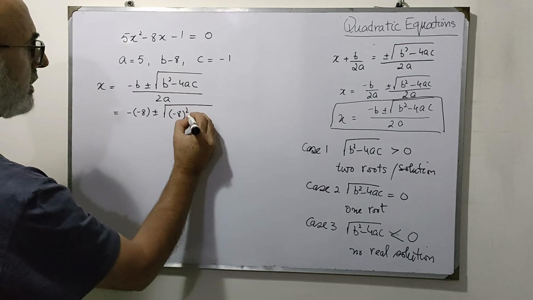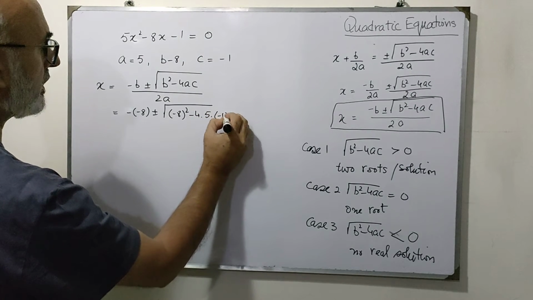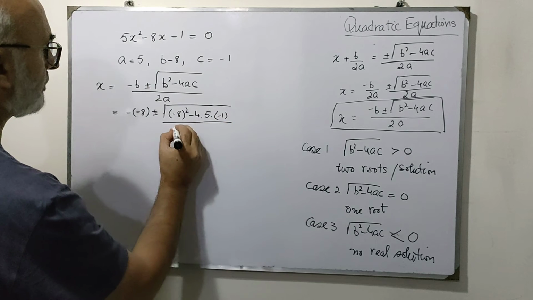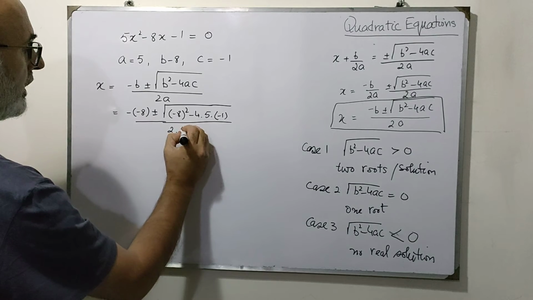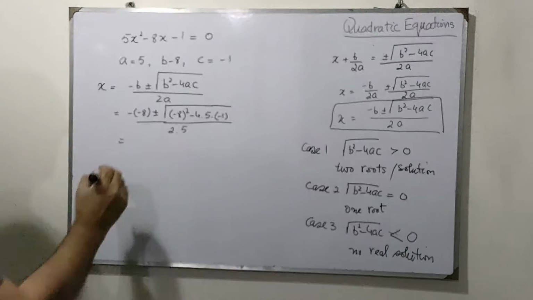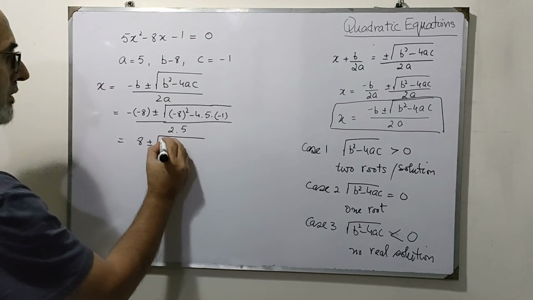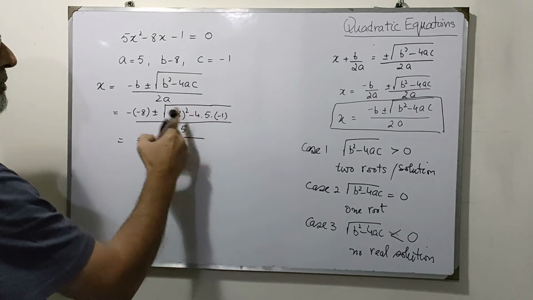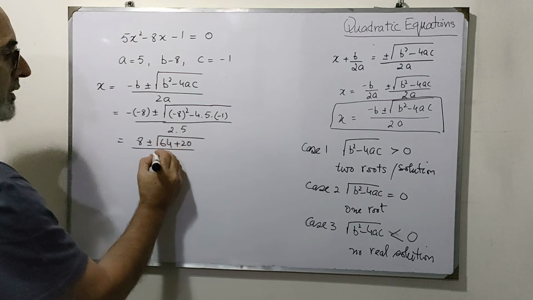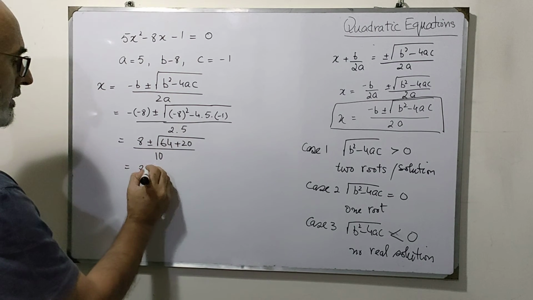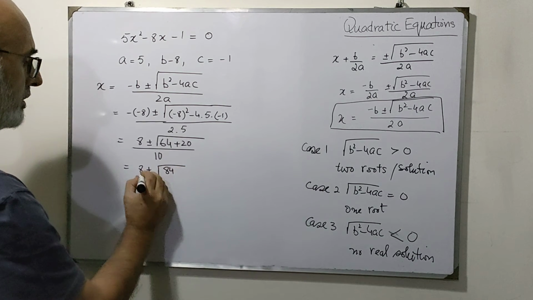Minus 8 square minus 4 into 5 into minus 1, over 2 into 5. Applied. So we are left with 8 plus minus the square root of 64, and minus and minus becomes positive, plus 20, over 10. That is 8 plus minus the square root of 84 over 10.